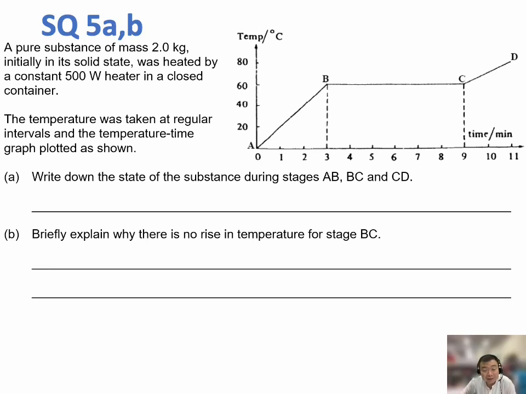The question starts off with an easy part A, to identify the state of the substance using the heating curve. So from A to B is solid, and from B to C is a mixture of solid and liquid during melting, and finally from C to D is a liquid state.